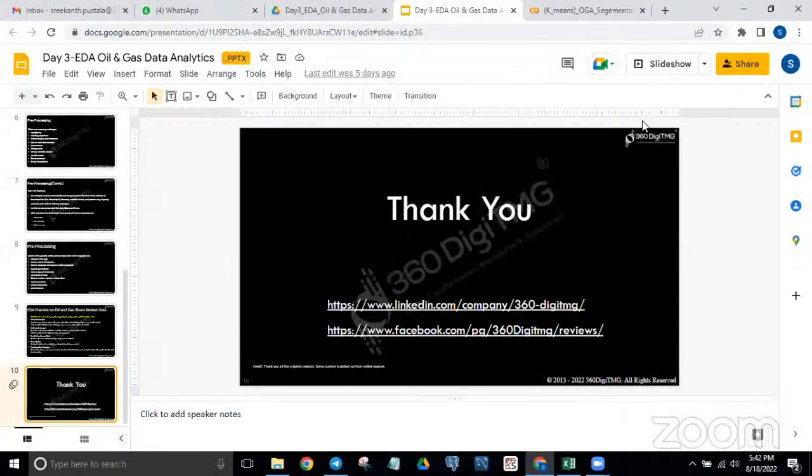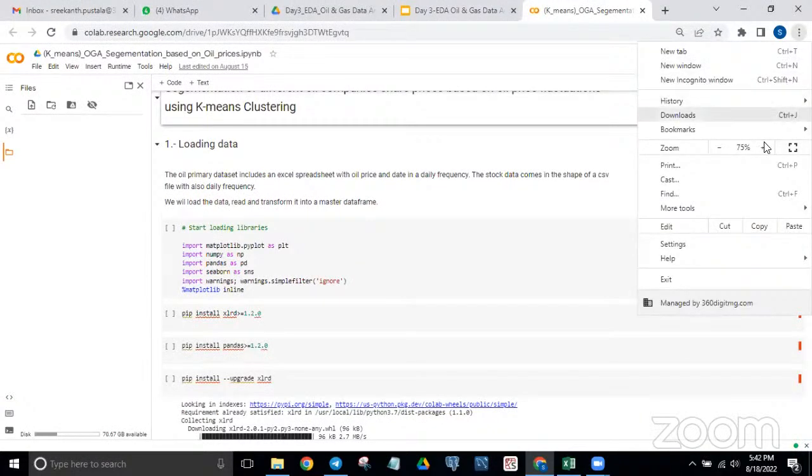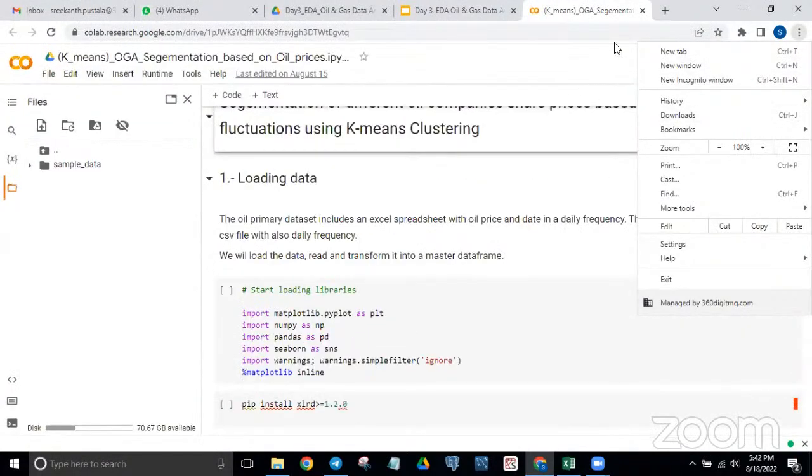So let us look at this in our program. I have taken some data here, you can see.